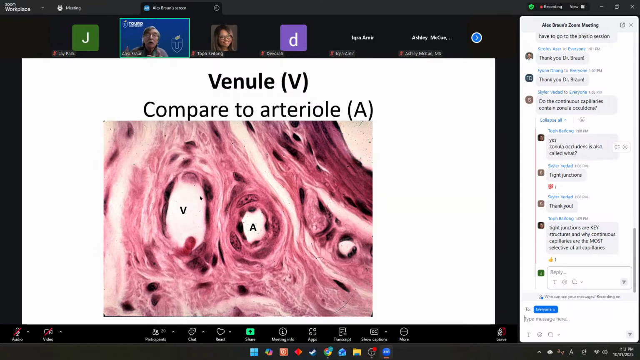And because the wall of the vein is thinner and there's less smooth muscle in the wall of the vein, veins in general tend to be maybe softer and more collapsible. They tend to flatten out a bit. So the vein lumen and vein overall looks a little bit flatter, perhaps, compared to the arteriole even. We'll see this phenomenon repeated as we get into larger and larger venous vessels.